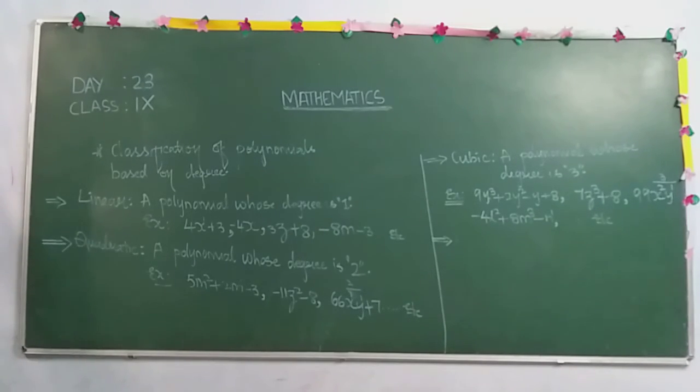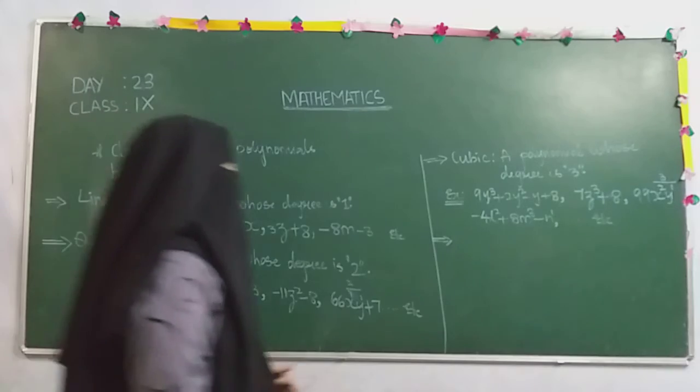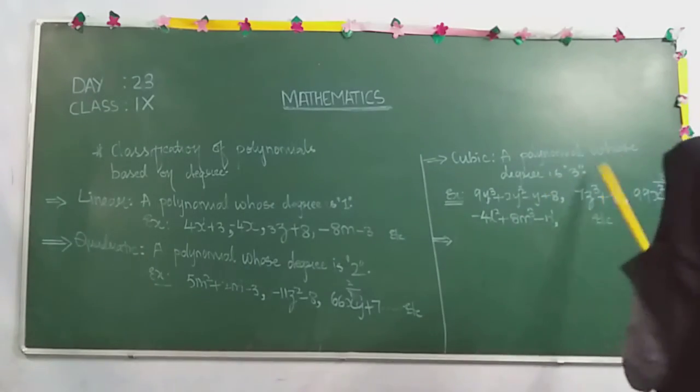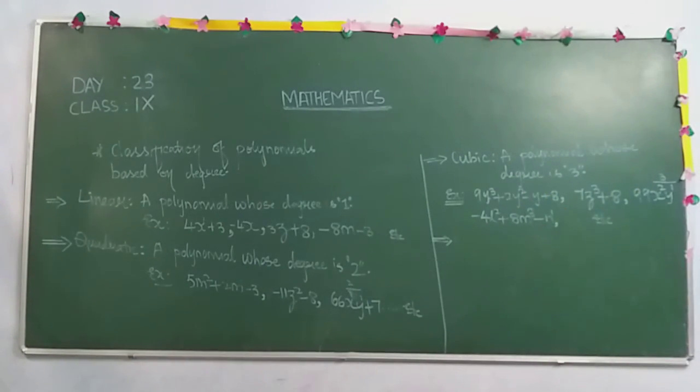The next one is a cubic polynomial. A polynomial whose degree is 3 is called a cubic polynomial. Few examples I have written over there. Irrespective of their terms, we need to focus on the degree, and we found that those polynomials whose degree is 3 are called cubic polynomials.